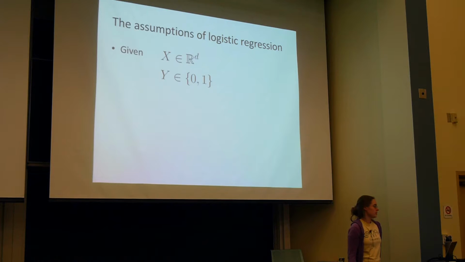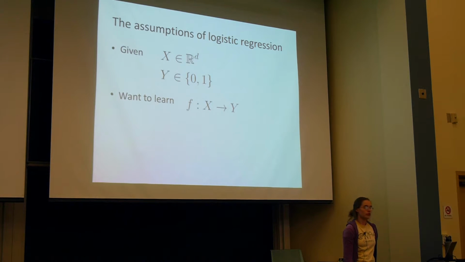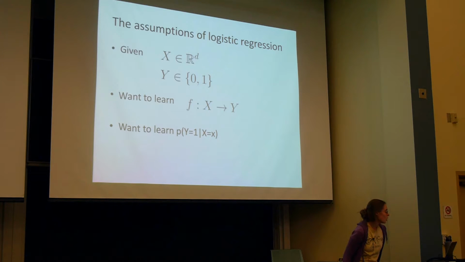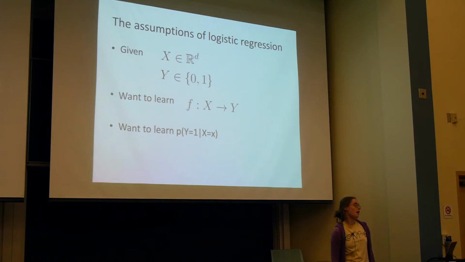So in the setting of logistic regression, suppose you have a single input x that's d-dimensional, and just for binary classification you're going to have two options for your output. And again, we're interested in learning the function that maps our input to the output. In particular for logistic regression, we want to learn the probability of a given label given whatever the value of the input is.